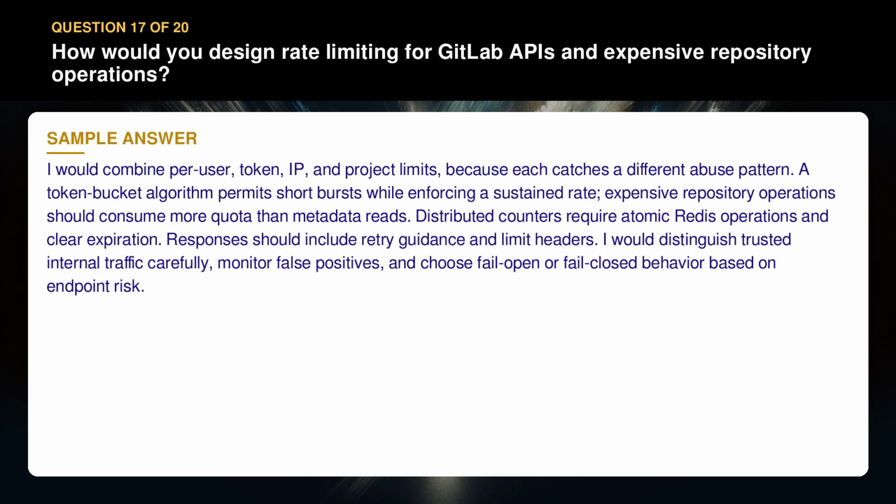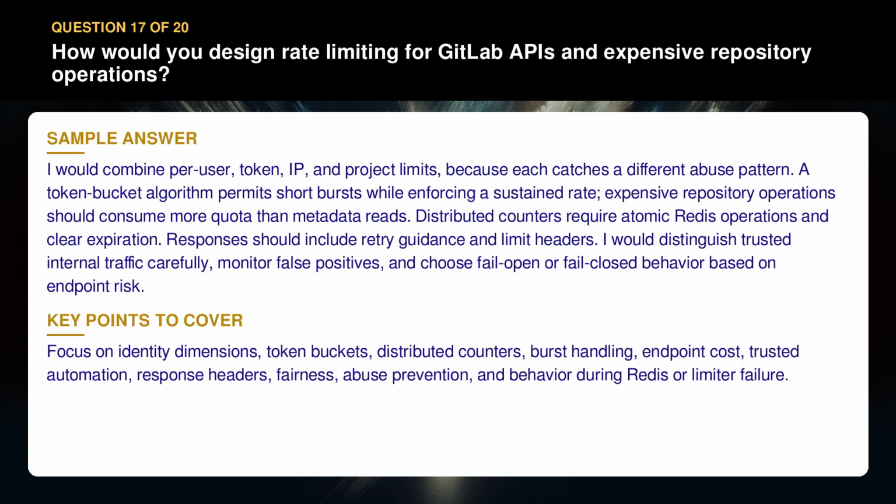Distributed counters require atomic Redis operations and clear expiration. Responses should include retry guidance and limit headers. I would distinguish trusted internal traffic carefully, monitor false positives, and choose fail open or fail closed behavior based on endpoint risk. Focus on identity dimensions, token buckets, distributed counters, burst handling, endpoint cost, trusted automation, response headers, fairness, abuse prevention, and behavior during Redis or limiter failure.